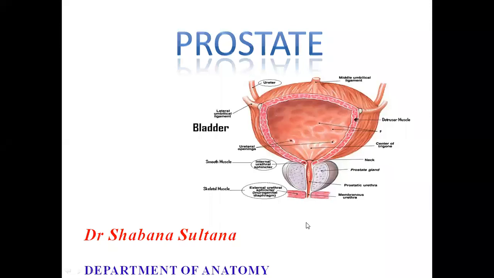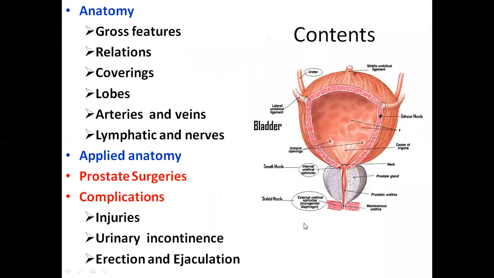So we are going to discuss prostate today. So what is prostate gland? It's a mixed type of gland which has fibromuscular stroma, and it is found only in males, seen at the neck of the urinary bladder. And we know it's an accessory part of the male reproductive system.